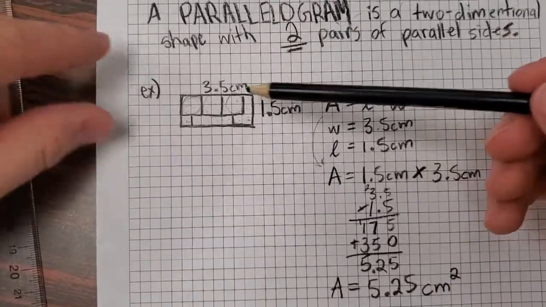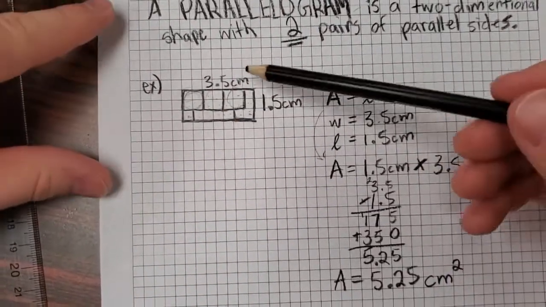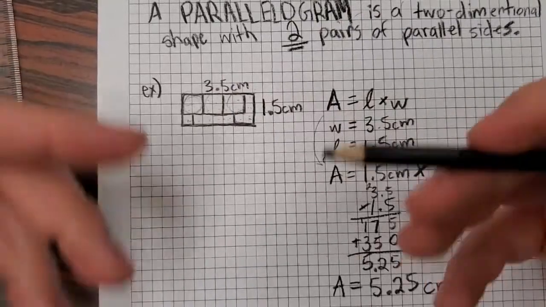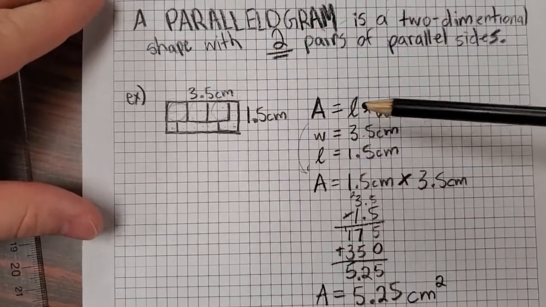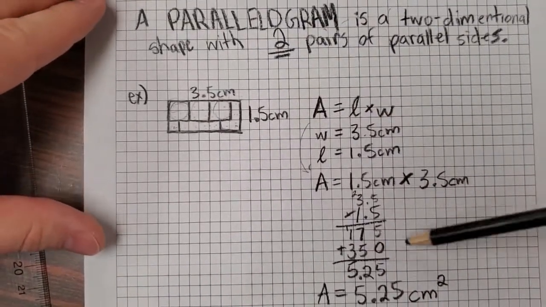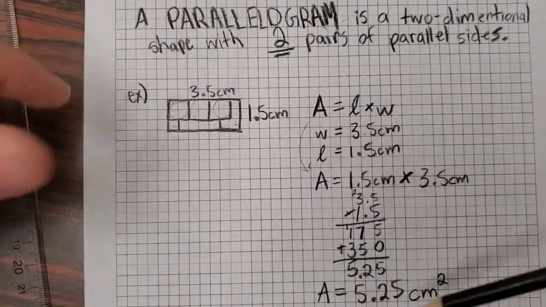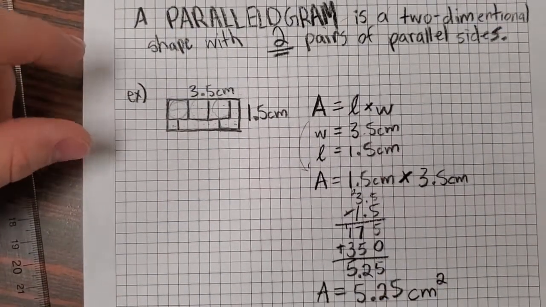It would have probably been easier if I didn't use decimals of centimeters. All you need to do and remember is multiply your length times your width, and now we know how to do that with decimals, so you can do that to figure out your answer.